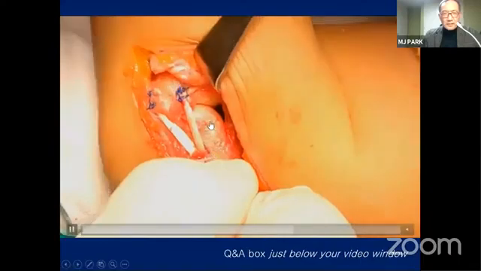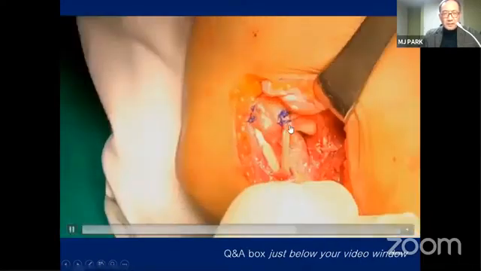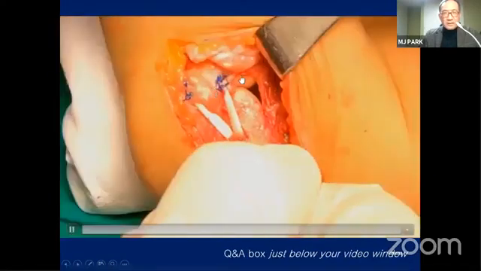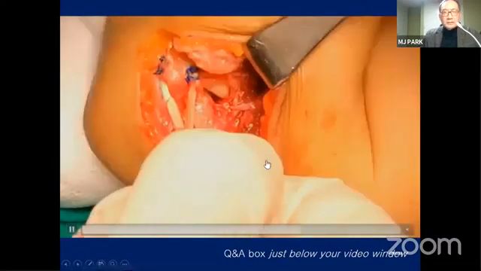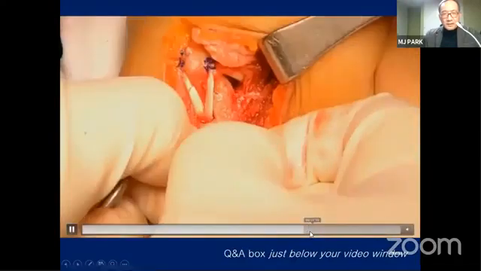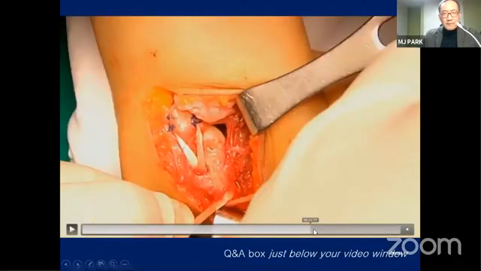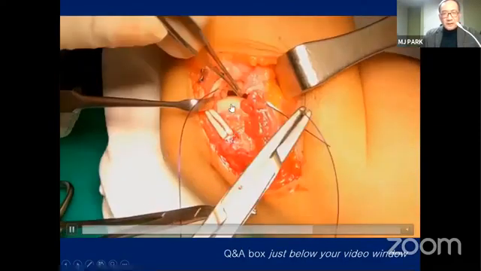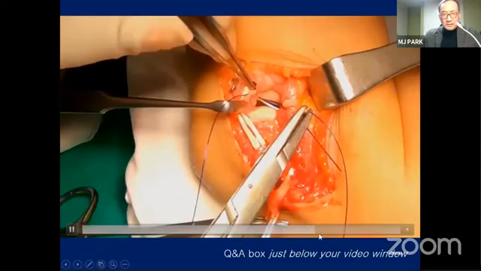When I apply the tension, we can see the stability is restored. The varus and the posterolateral rotatory stability can be achieved by tensioning the graft. And before the final fixation, I close the capsule under the ligament.